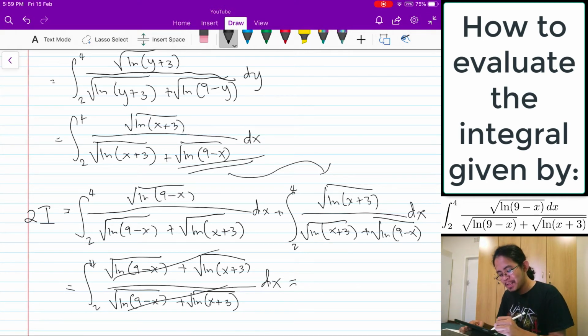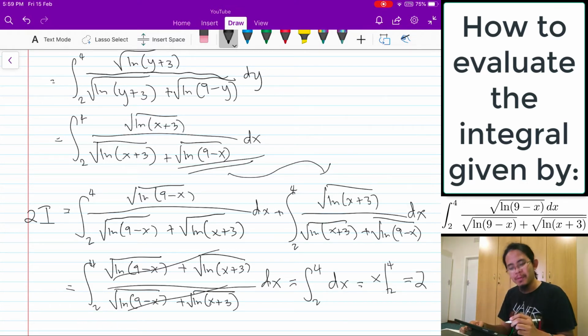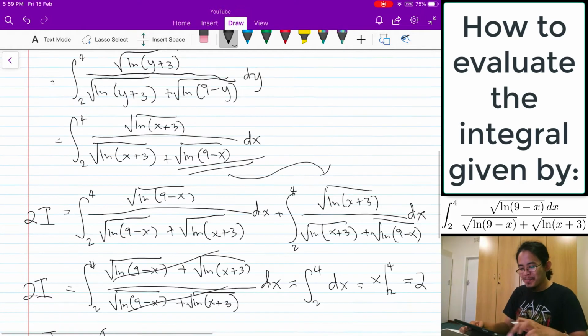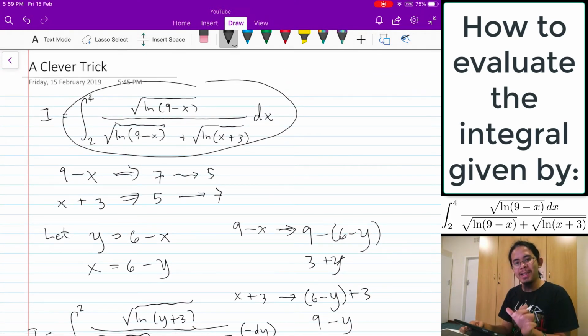So this becomes the integral from 2 to 4 of dx, which is of course x evaluated from 2 to 4, which is just equal to 2. But this is 2I, right? So in other words, the original integral is just equal to 1. What? Man, this original integral right here that looks very formidable is actually just equal to 1.